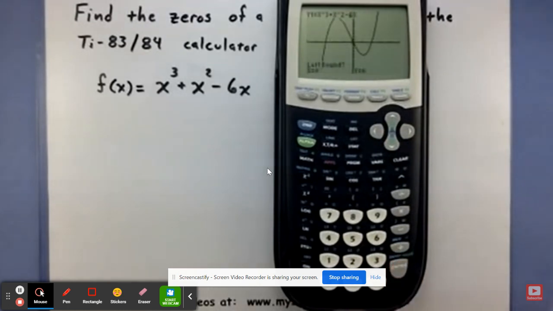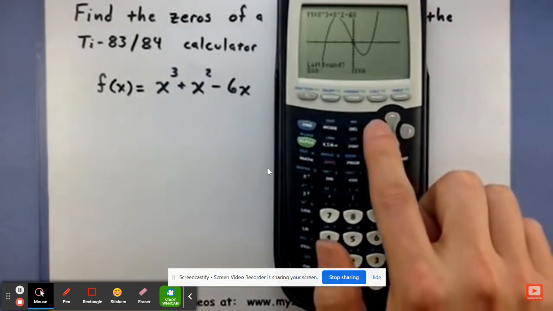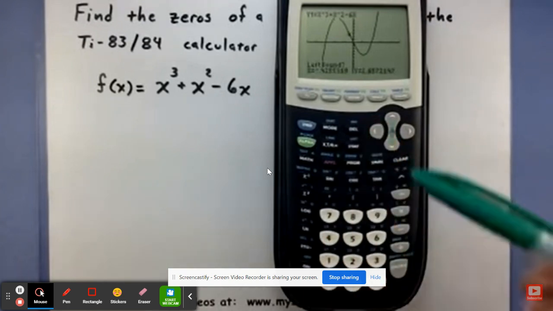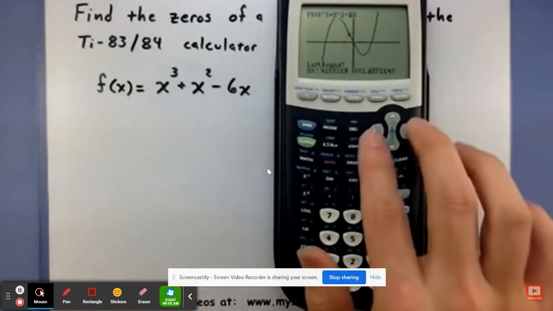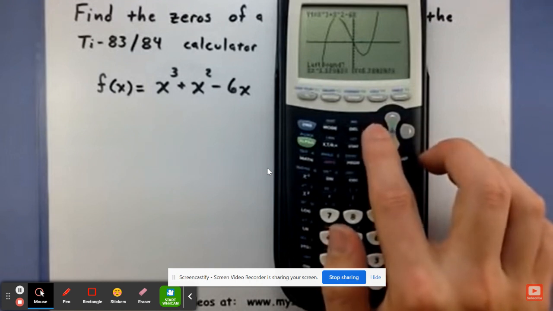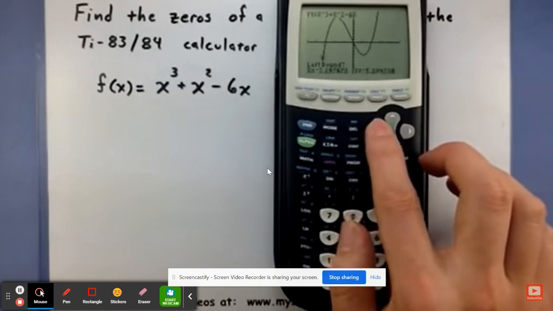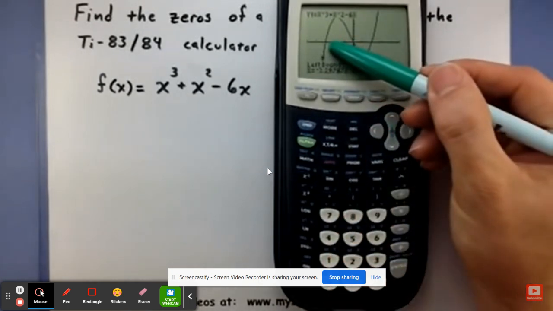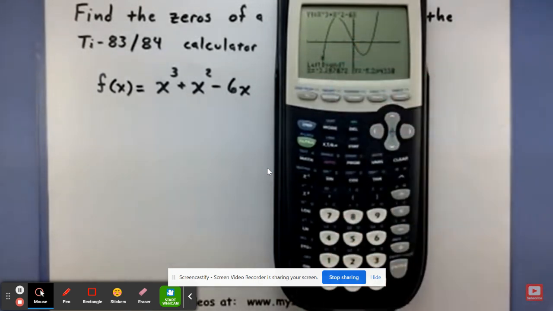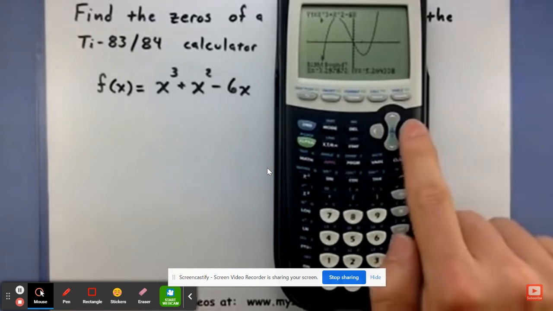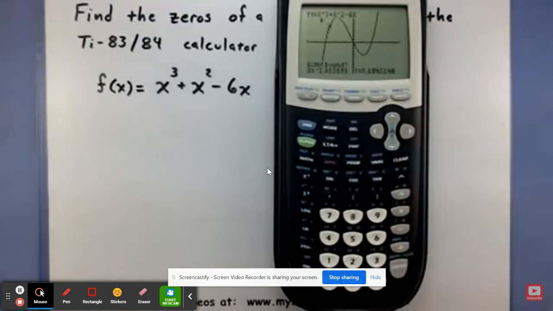Now, I have to basically box in these zeros to help the calculator start to find them. So right now it's asking for a left bound. If I use my arrow keys, I have this little blinking cursor on the screen that starts to move. So I want to move this little blinking cursor so it's somewhere on the left side of the zero I'm looking for. I'm going to press enter, and now it wants to know the right bound. So now we're going to move that cursor to someplace on the right side of that zero.